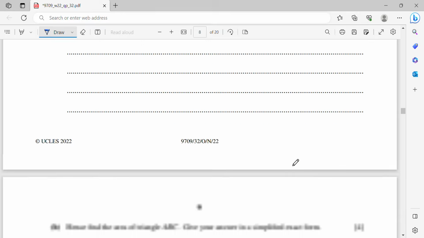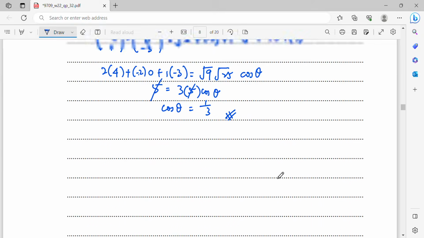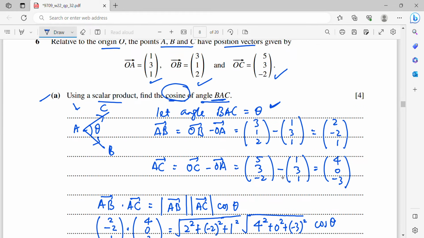Now let's move on to B. Hence, again, hence means use the previous answer to find the area of the triangle ABC. Give your answer in simplified exact form. Alright, so now let's go back to the diagram. Now, let's say I join C to B and this is my triangle.